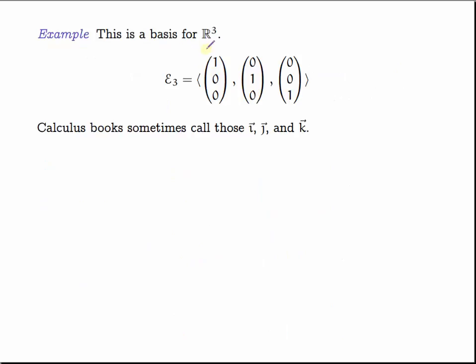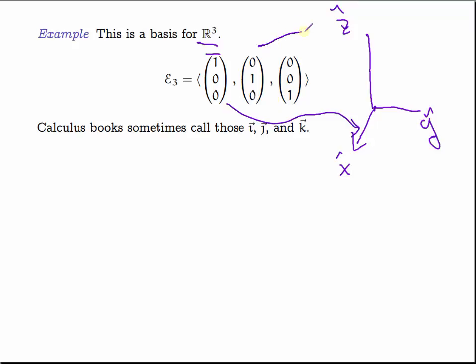Well, here's a basis for R3. Notice the simple form: 1, 0, 0; 0, 1, 0; 0, 0, 1. Those are just my 3 axes vectors. This is my x-axis, this is my y-axis, and this is my z-axis. These are just the unit vectors along these 3 axes. That's the unit vector here, this is the unit vector here, this is the unit vector here. Calculus books sometimes call these i, j, and k. I wrote x hat, y hat, z hat, but that's the same thing as i, j, and k.